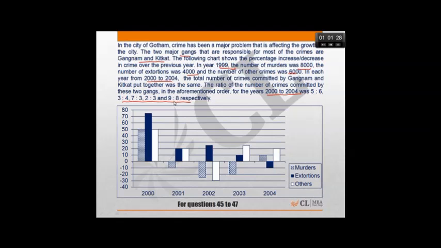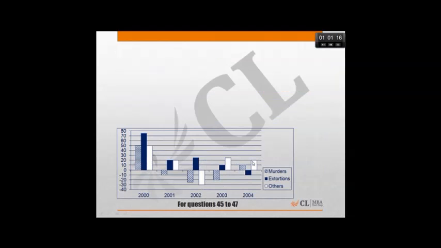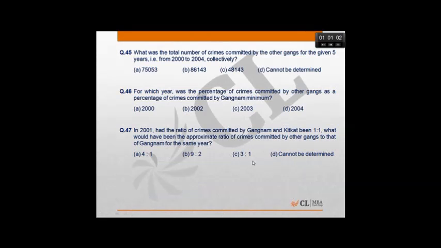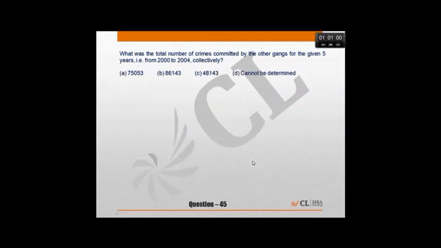Total number of crimes is the same every time. So okay, but it looks again calculation intensive. Though the numbers here do not look difficult, this definitely looks calculation intensive. Not my first preference, but I can consider this over the other one. So 45 to 47 can be considered over 25 to 27. The crime bar chart. Okay, but not very happy with this also. 3 questions.